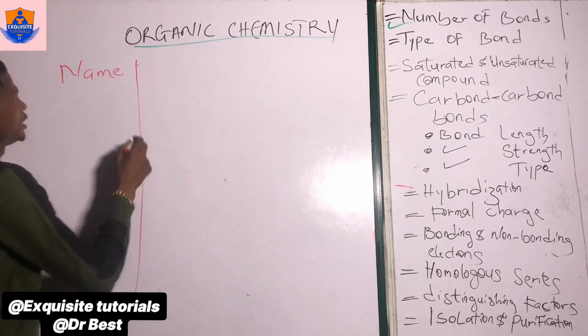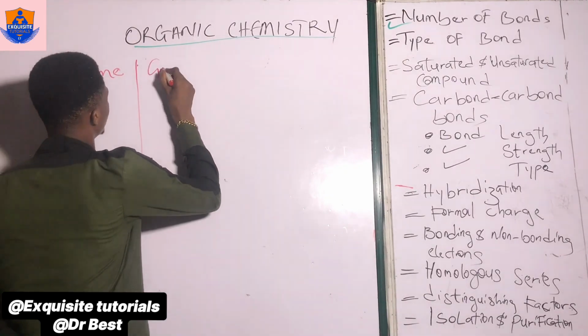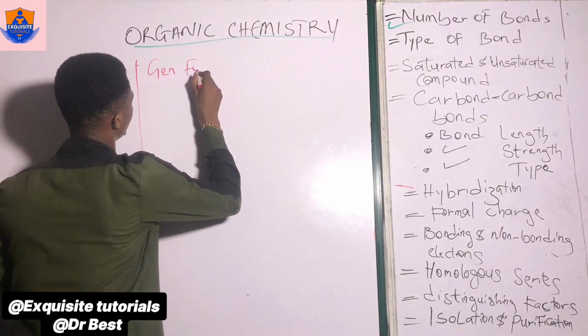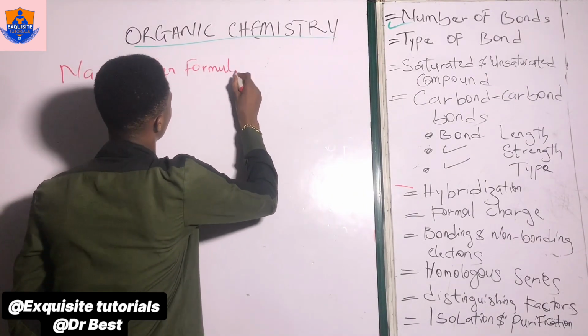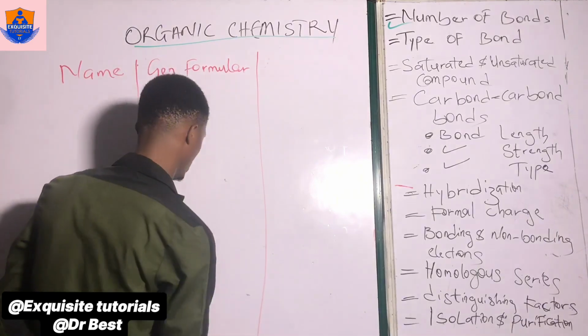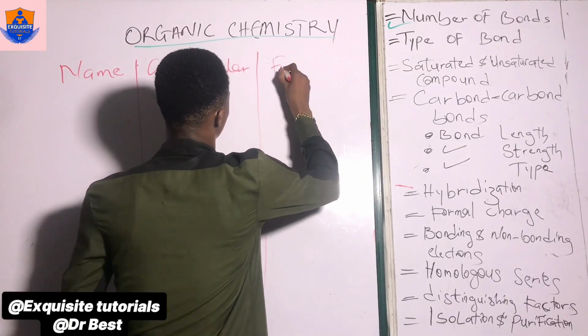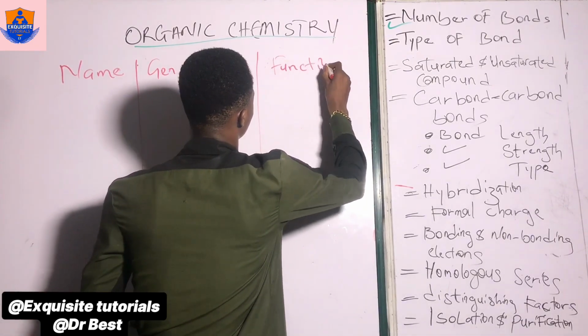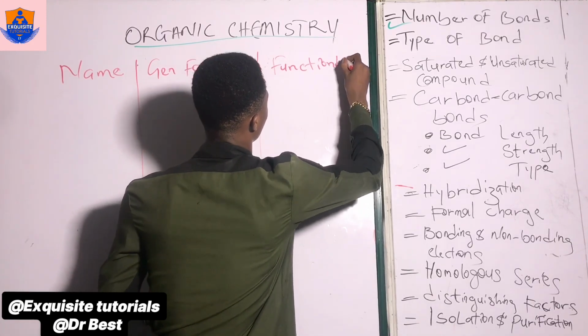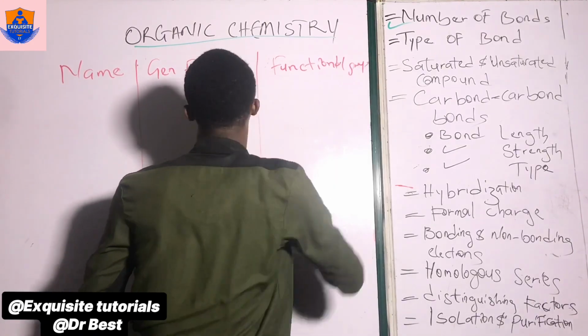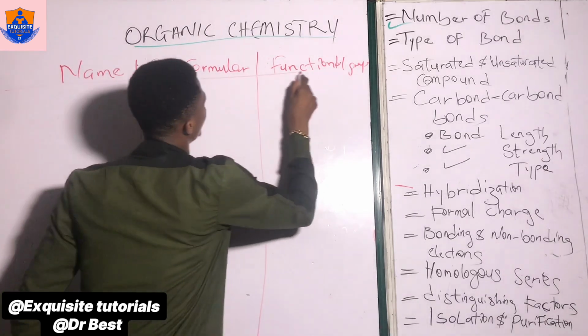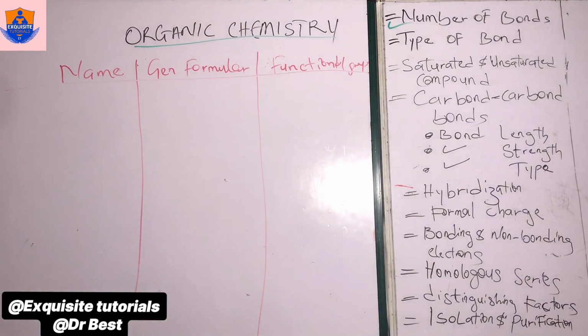We're going to look into some things: the general formula and the functional group. Now we're going to look into some of the common homologous series that we know, so that you can always know how to differentiate them.